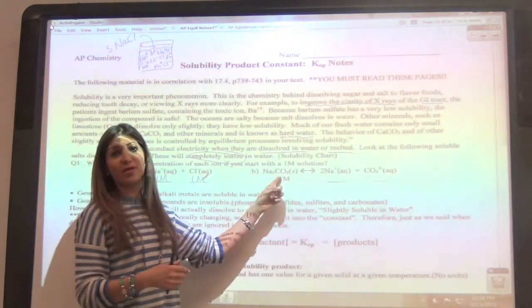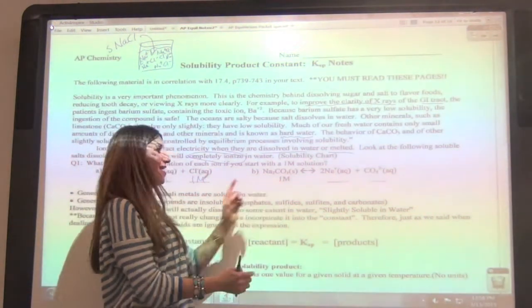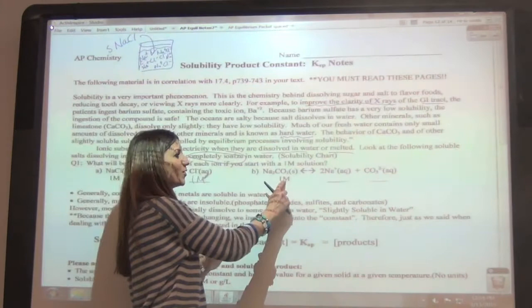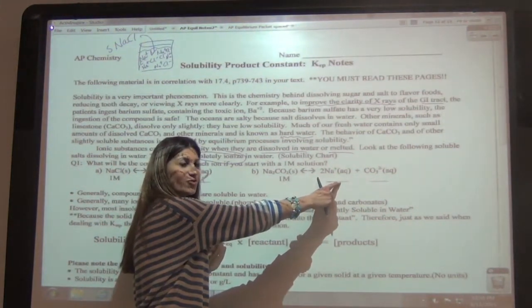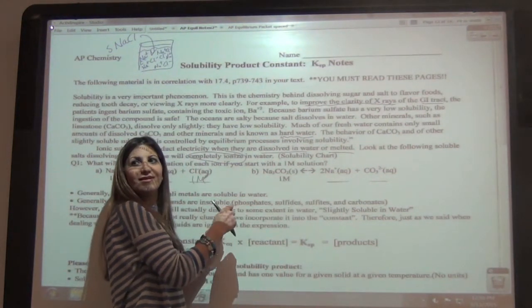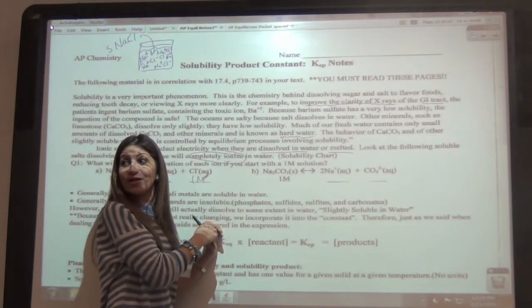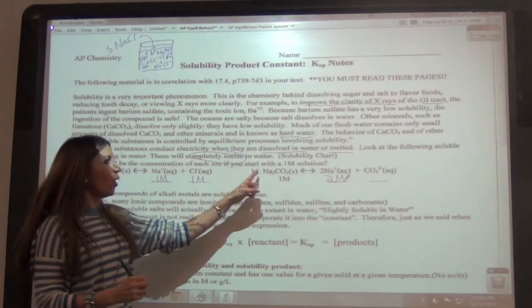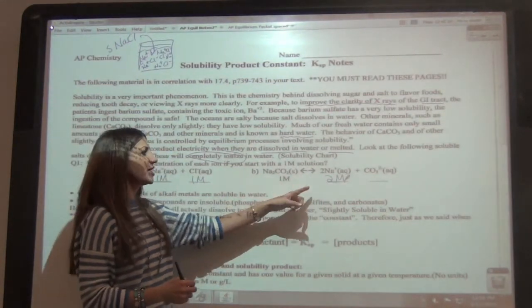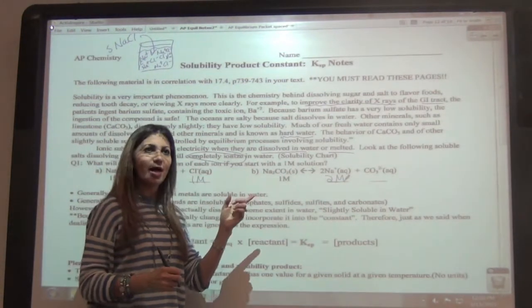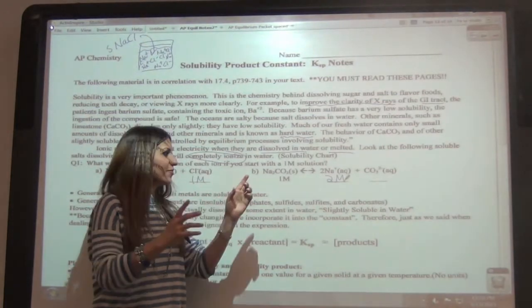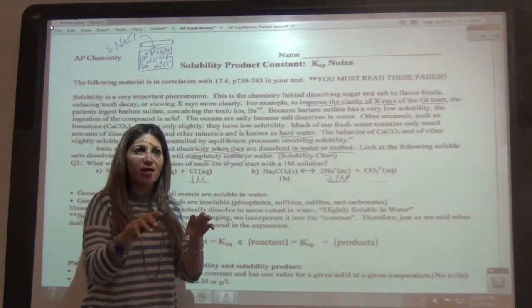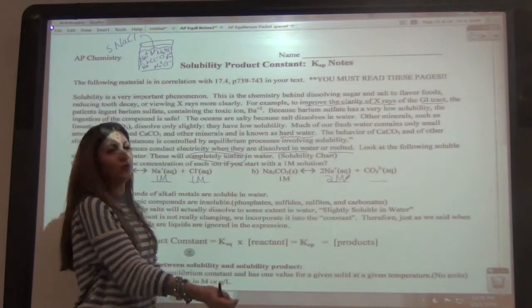So let's see what happens with Na2CO3, which also is going to ionize completely. If this is 1 molar, then what's your Na+ concentration? 2 molar. Very good. Why is it 2 molar? Because it's a 1 to 2 ratio. You're going to get 2 Na+ for every 1. So when you drop it in water, every single one of these is going to give off 2 Na+. So now you've doubled that molarity of it.